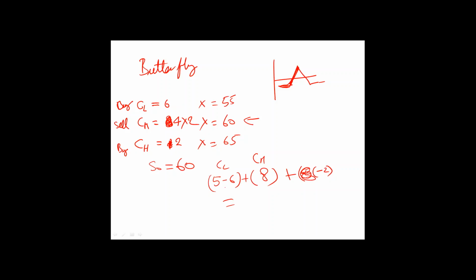So what will be my net? Minus 1, plus 8, and minus 2, so that means around 5. So this will be my profit, which will be the maximum profit if the market closes at 60. Because the lower call will give me a profit of 5, but it takes a premium of 6, so there is a minus 1. I'm selling 2 calls for a premium of 4.